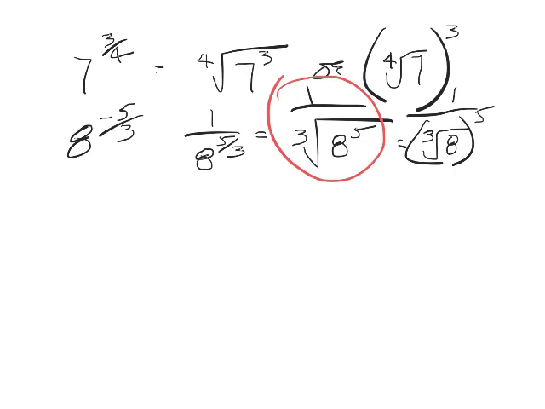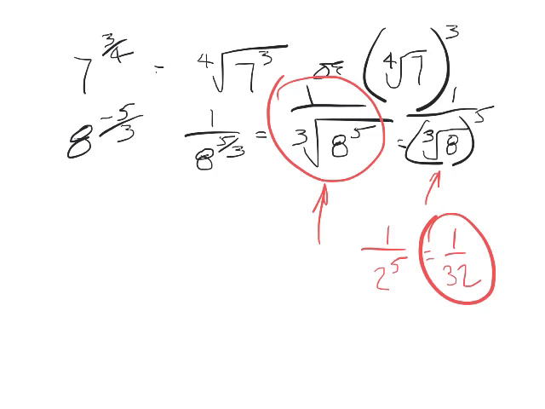We take 8 times 8 times 8 times 8 times 8, and then take the cubed root of it for this one. Whereas for this one, the cubed root of 8 is 2, so we have 1 over 2 to the 5th power. We can do that in our head and get 1 over 32. So this one you can do in your head if you follow these instructions. This one here you're going to need a calculator because you're taking 8 to the 5th power first. Okay, so let's continue on.